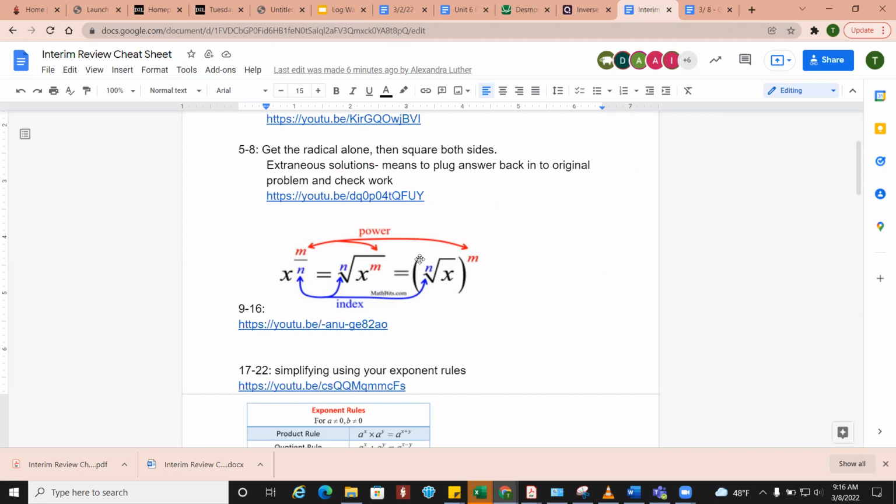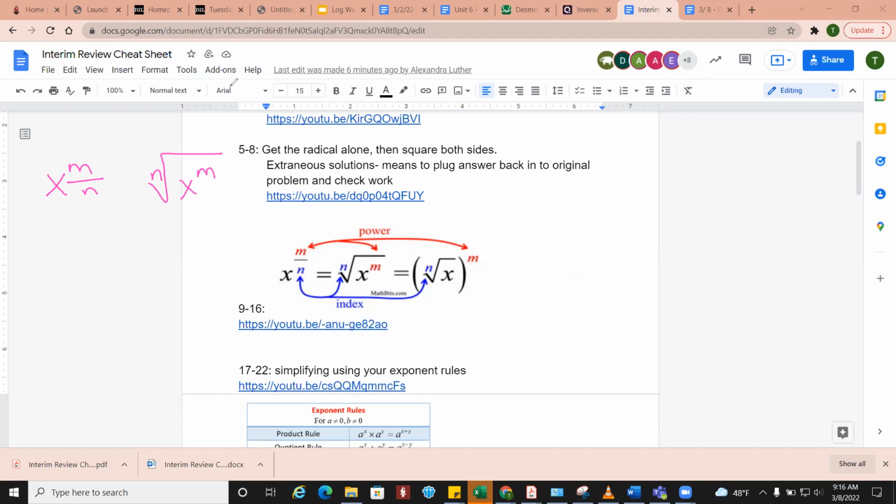So we struggle a lot with these. So really quick, if I had x to the m over n, how I would write that out in radical form is I would say the nth root of x to the m power. So what goes in the denominator? The denominator is going in that little cubby hole.